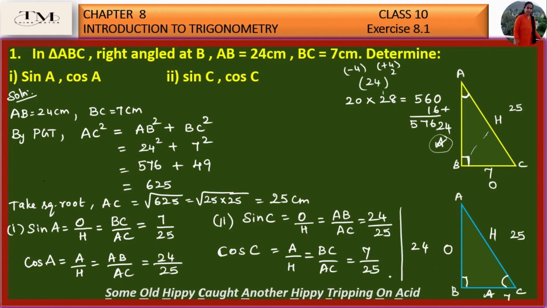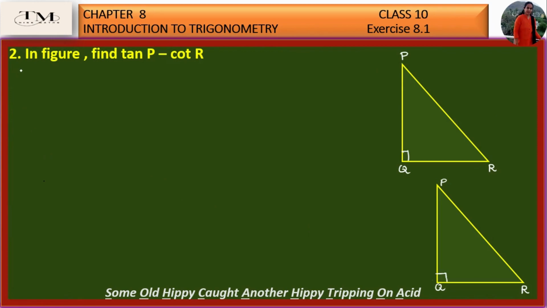So we got all the values. These are the solutions for problem 1. So problem 1 is completed. Moving on to the next problem. In the figure, find tan P minus cot R.